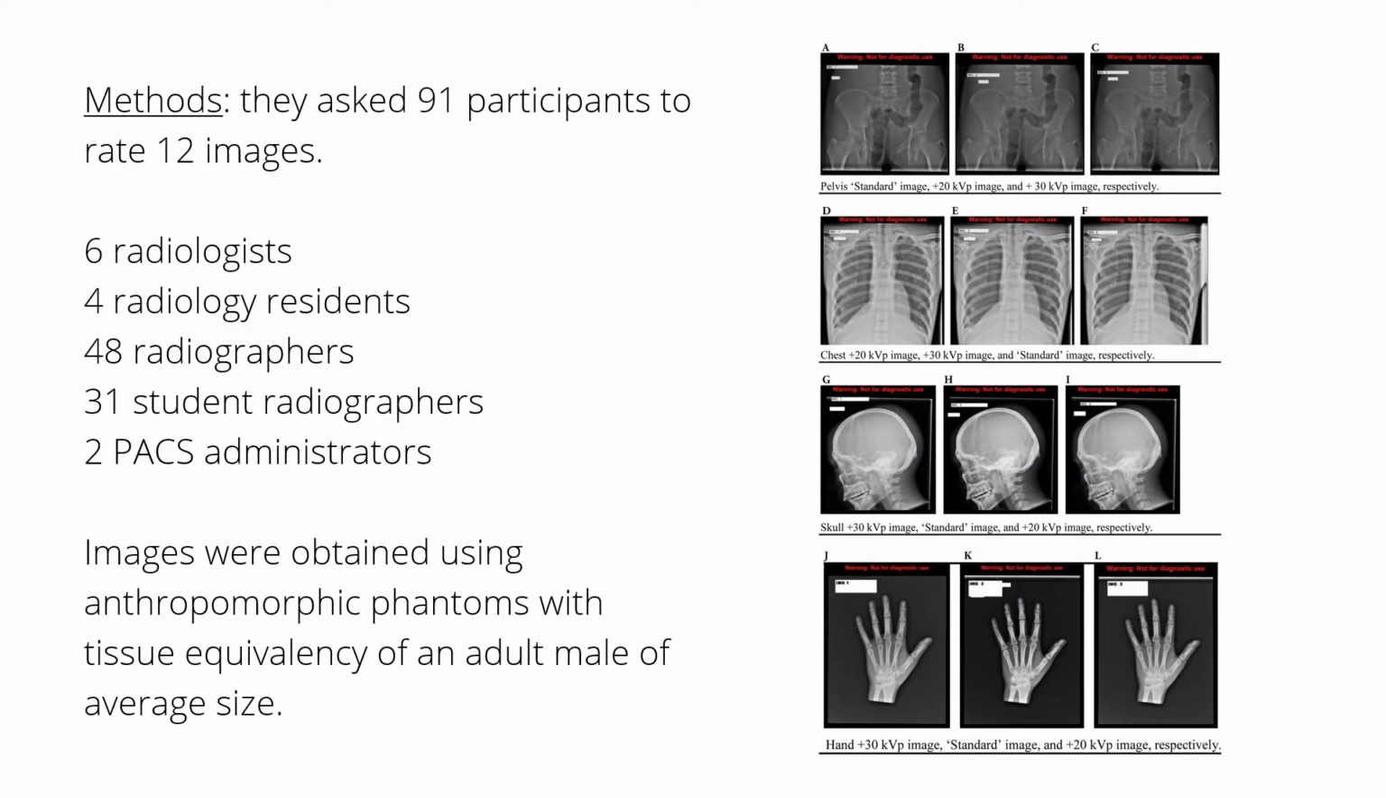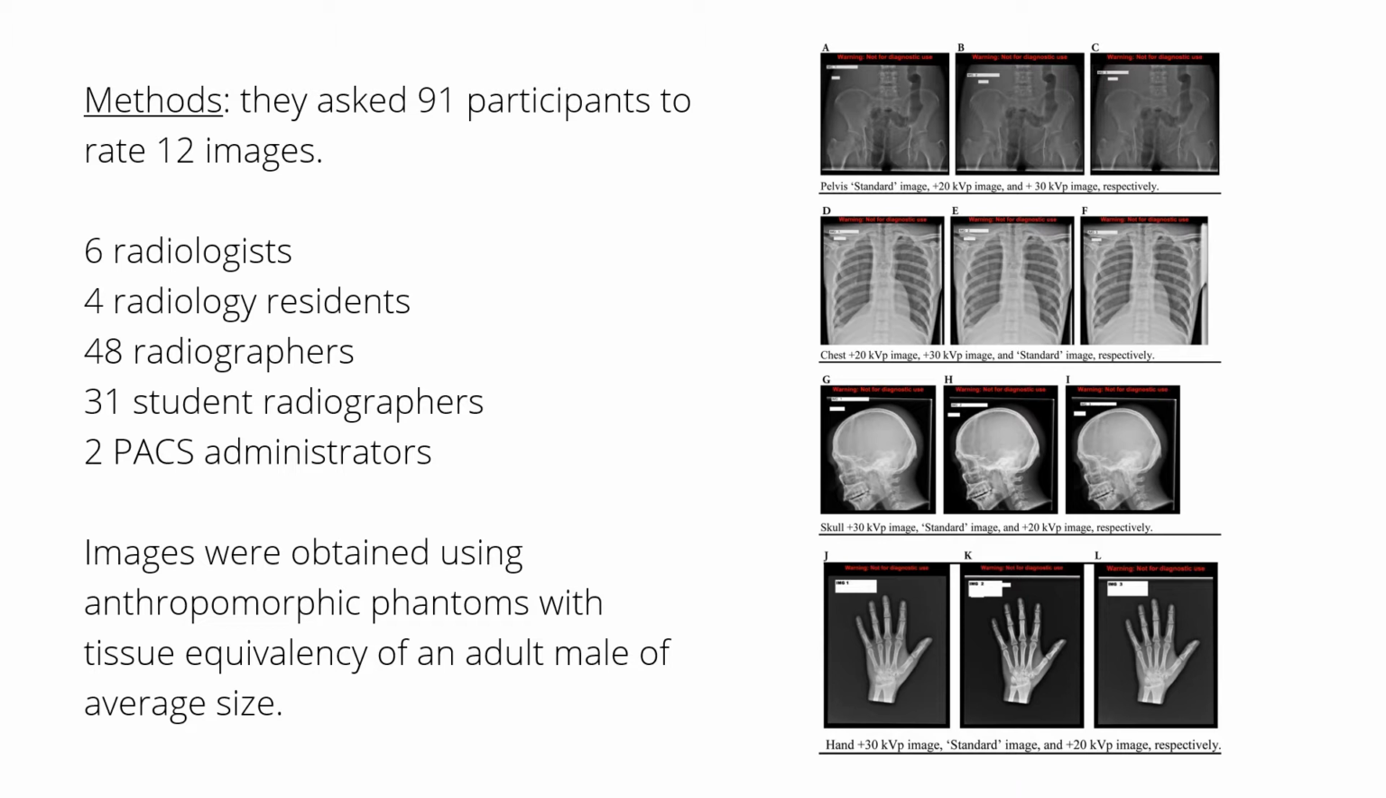So what they did was invite participants from the sites that were involved in the study to rate a set of images, and there were 12 images used in total. This list of participants included 6 radiologists, 4 radiology residents, 48 radiographers or technologists, 31 student radiographers, and 2 PACS administrators. They obtained images using phantoms, and these are the phantoms that are intended to replicate humans, and in particular the phantom they used had the tissue equivalency of an adult male of average size, so very similar to what we're using in our labs at Camosun College.